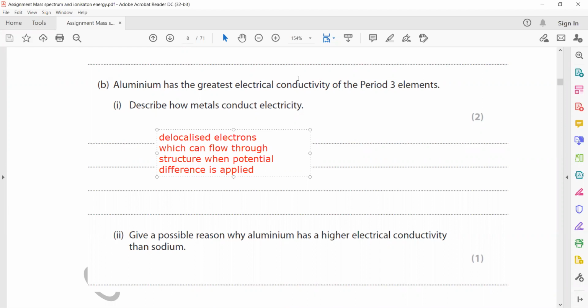Give a possible reason why aluminium has a higher electrical conductivity than sodium. So what is the reason? Aluminium belongs to group 3, so it has more electrons, as aluminium tends to lose 3 electrons and sodium only tends to lose 1 electron. So there are more electrons in the structure. That's why the electrical conductivity of aluminium is higher than sodium.